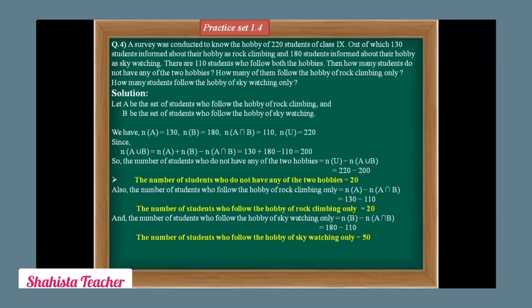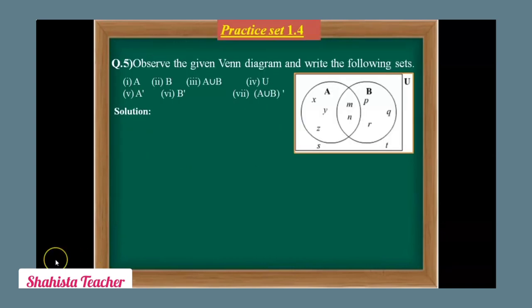Now the last sum from this practice set, that is question number 5. We'll see it on the next slide. Last question of this practice set 1.4, question number 5. Observe the given Venn diagram. Observe this Venn diagram carefully and write the following sets. There are 7 sets given. We have to find them one by one.